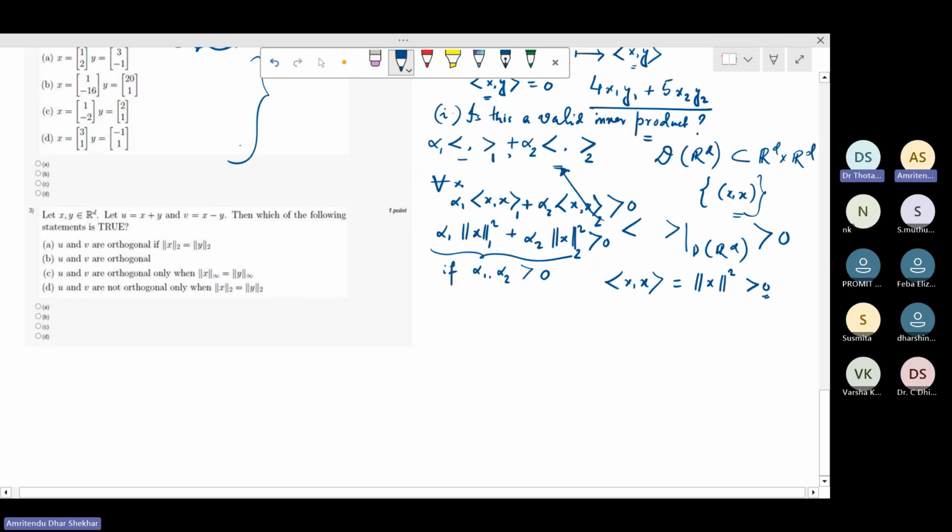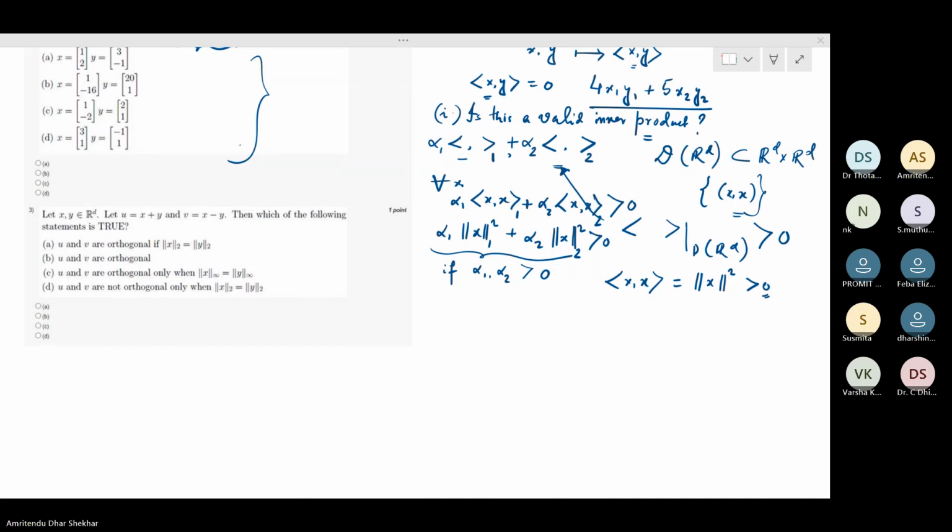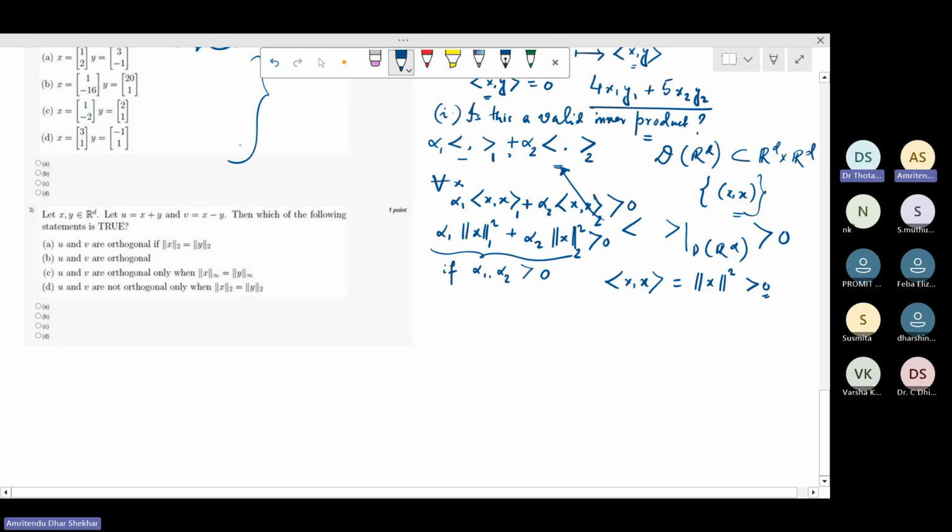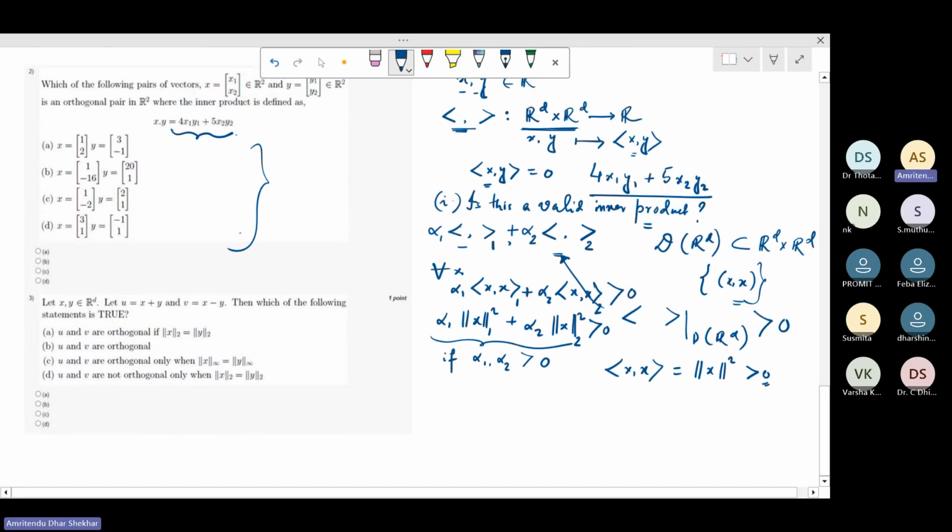Let's look at the third problem. Excuse me, sir, sorry for interrupting. Is this a sufficient condition for a valid inner product? Yes, it's a sufficient condition. If alpha 1 and alpha 2 are both positive, then the linear combination of two inner products is again an inner product. Not 'then only', because that would make it a necessary condition. It's a sufficient condition: if alpha 1 and alpha 2 are positive, then you are guaranteed that it's going to be an inner product.